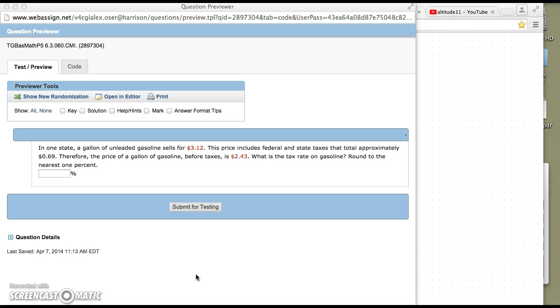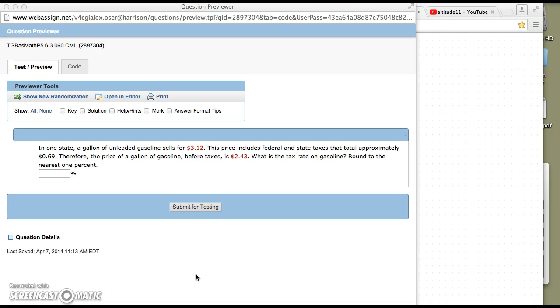It says, in one state, a gallon of unleaded gasoline sells for $3.12. This price includes federal and state taxes that total approximately 69 cents. Therefore, the price of a gallon of gasoline before taxes is $2.43. What is the tax rate on gasoline? Round to the nearest 1%.